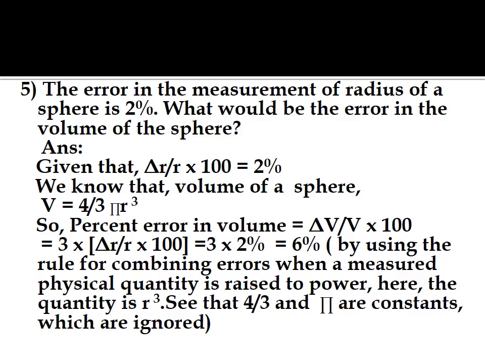Here we have used the rule for combining errors when a measured physical quantity is raised to a power. Here the physical quantity is R cube. And also you have to see that 4 by 3 and pi are the constants which are inert.